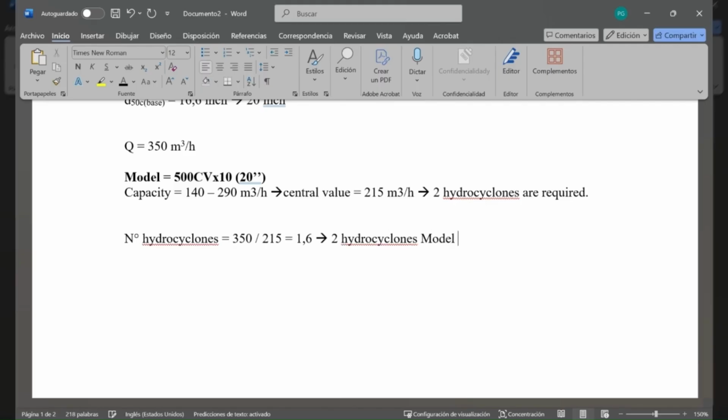Model 500 CVX10 with a diameter of 20 inches.